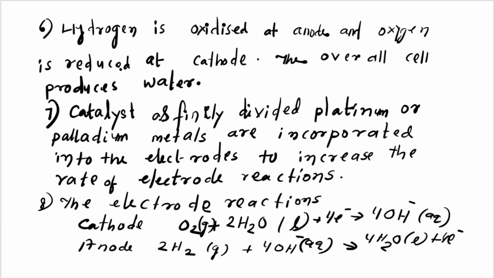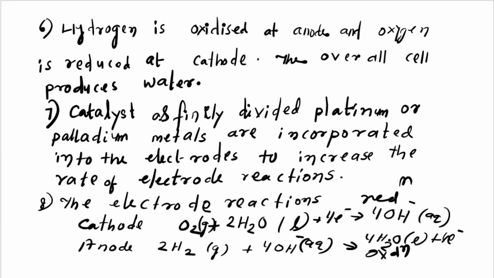At anode, 2 hydrogen gas plus 4 OH minus gives 4 water. Then what happens? It gives electrons, losing electrons, plus water. Losing electrons means oxidation takes place, and gaining electrons means reduction takes place. Here reduction and here oxidation.